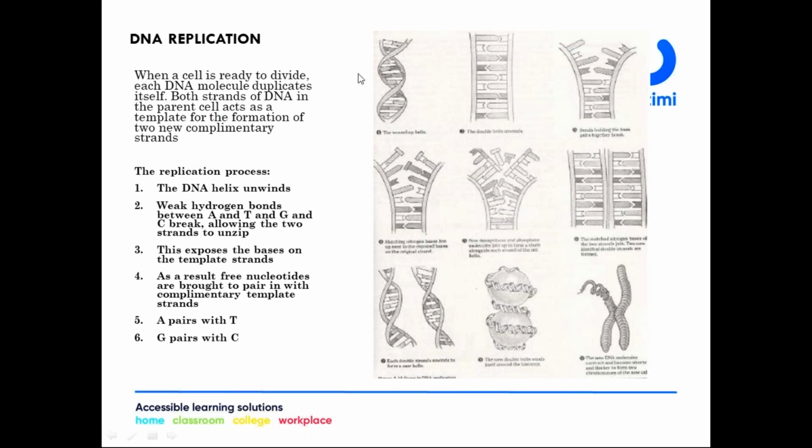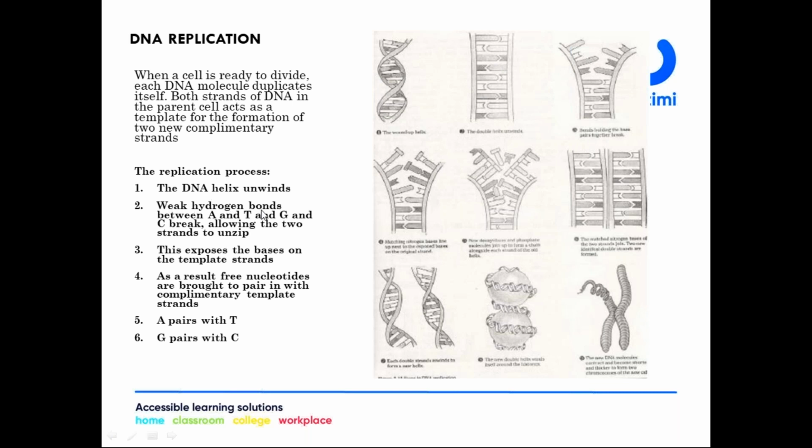Step number one, okay, so we have a normal DNA here, and it's a double strand, and the base pairs are bonded to each other. Okay, step number one is that the DNA helix will unwind. There it is, it unwinds. Okay, so it goes from being winded to unwinded. So that's step number one.